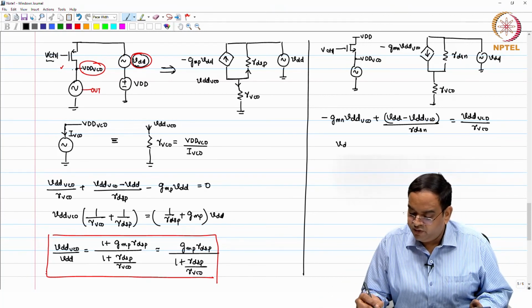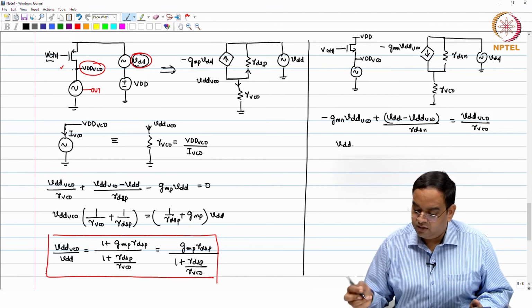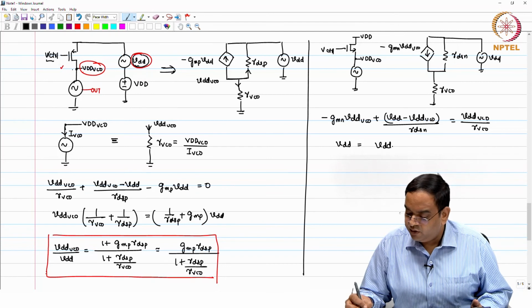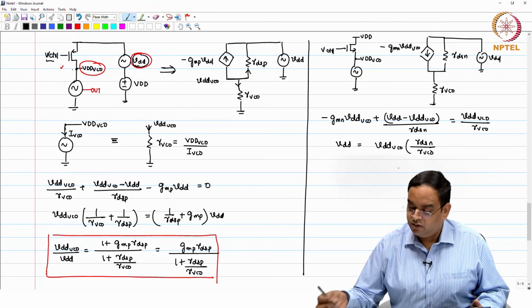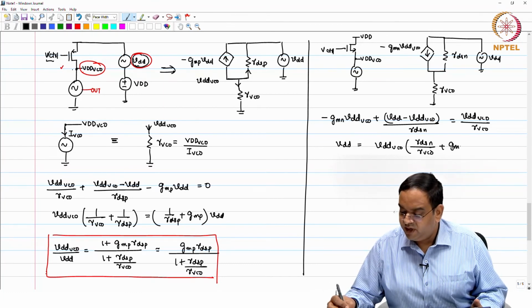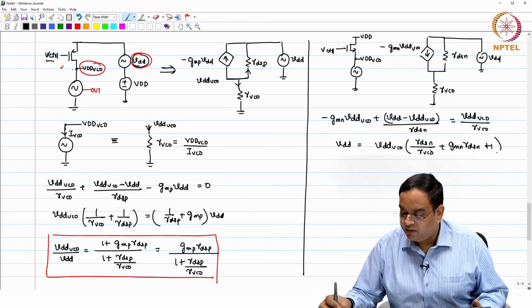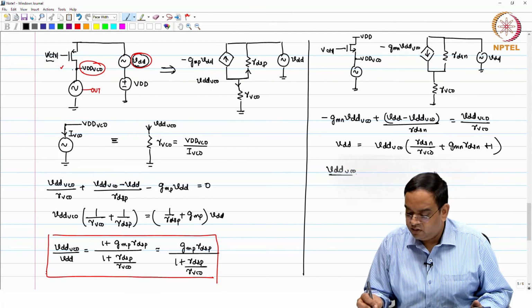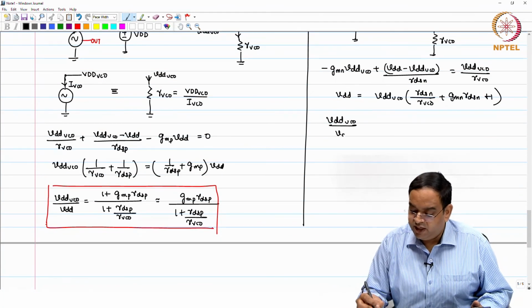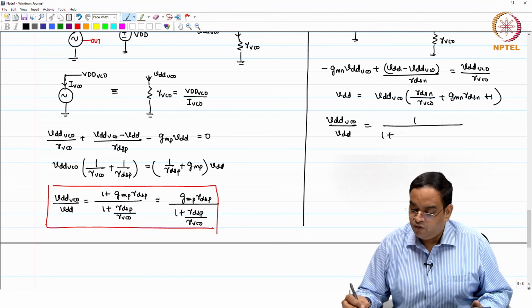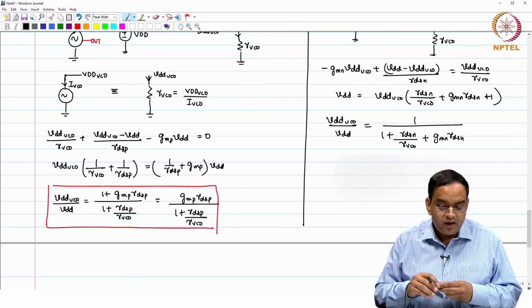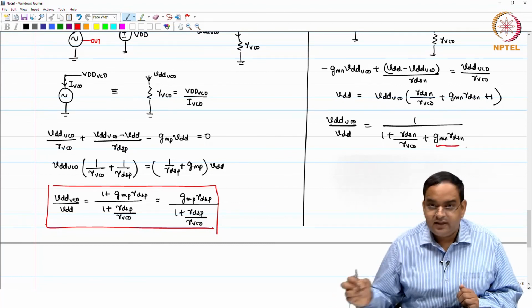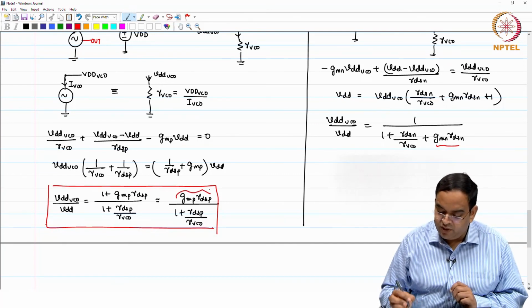You take the terms on one side. So, what you will get here is VDD VCO into RDSN by RVCO, this is a multiplication, plus GMN RDSN plus 1. So, VDD VCO divided by VDD is 1 divided by 1 plus RDSN by RVCO plus GMN RDSN. GMN RDSN is the gain of the transistor, similar to what you have GMP times RDSP.